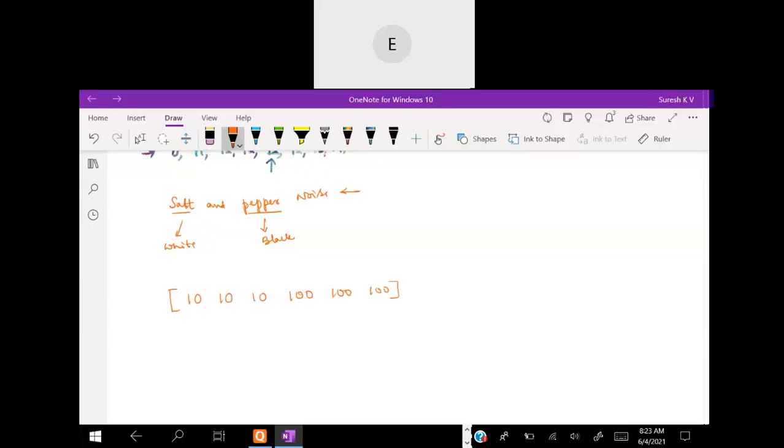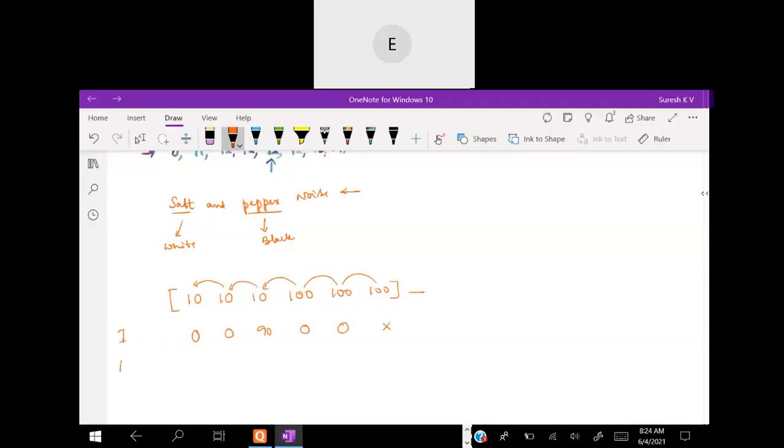One dimensional, first order derivative means I have to take f of x plus 1 and subtract f of x. That means this is what I have to do. So 10 minus 10 is 0. Then 10 minus 10 is 0. 100 minus 10 is 90. 100 minus 100 is 0. 100 minus 100 is 0. Actually, there is nothing here, so let us not worry about this. Okay, so the border is neglected. This is a first order derivative.